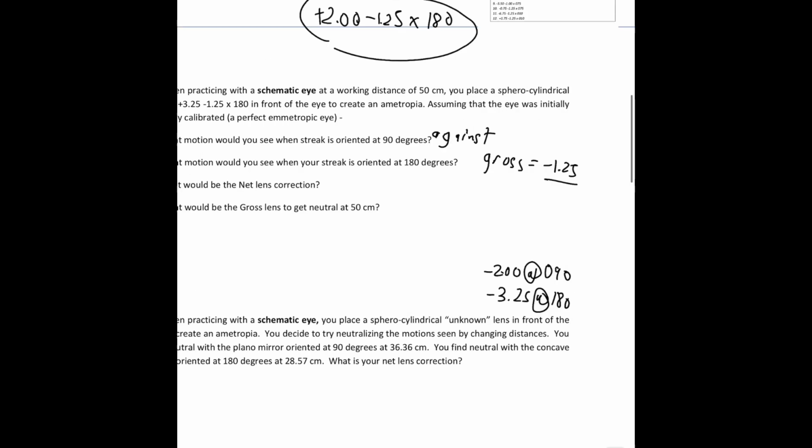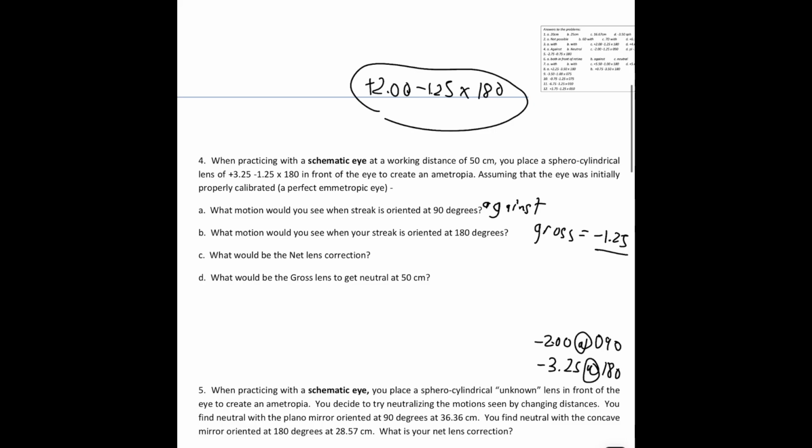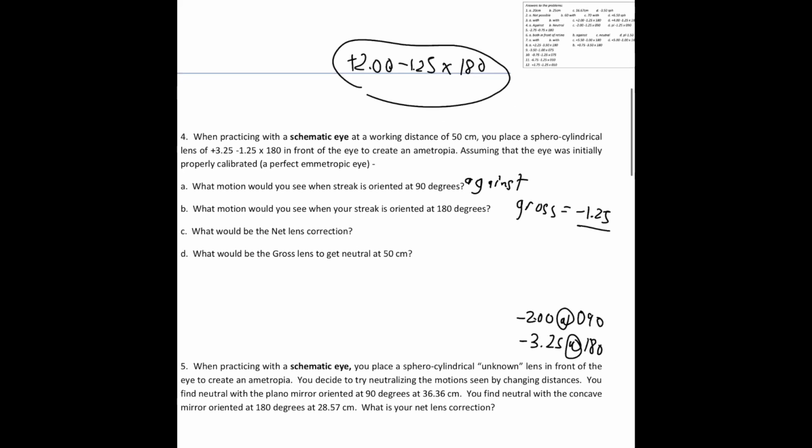If you use the formula to solve for a number when you have a problem like this, all you need to see is whether it's minus, plus, or neutral. If it's minus, you get against motion. If it's plus, it's with motion, and if it's neutral, you see neutral. Since we see a minus number, we know this is against. The -1.25 would be the answer if the question was how much against motion would you see when the streak is oriented at 90 degrees. You would see -1.25 diopters of against motion.